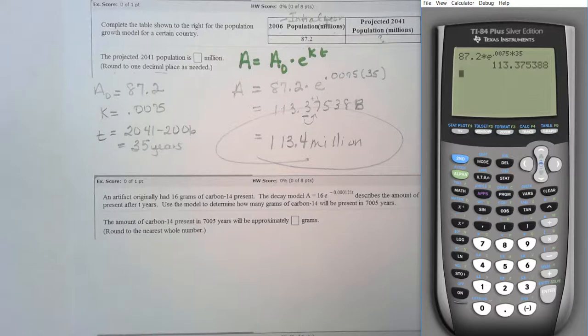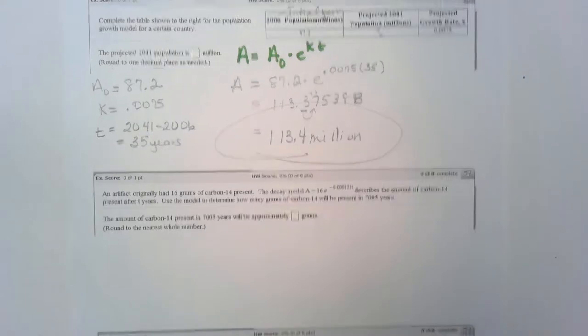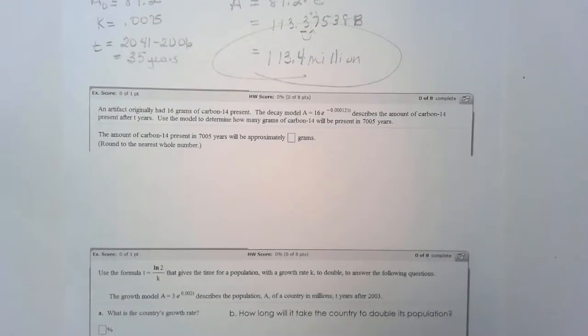Okay, let's look at the next example. We have here an artifact originally had 16 grams of carbon-14 present. The decay model, A is equal to 16 times e raised to the negative 0.000121t, describes the amount of carbon-14 present after t years. Use the model to determine how many grams of carbon-14 will be present in 7005 years.